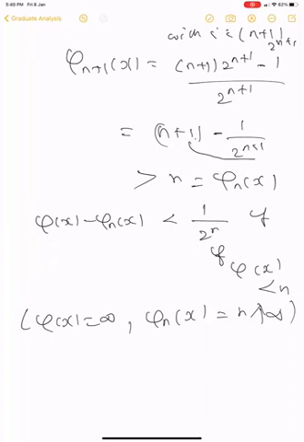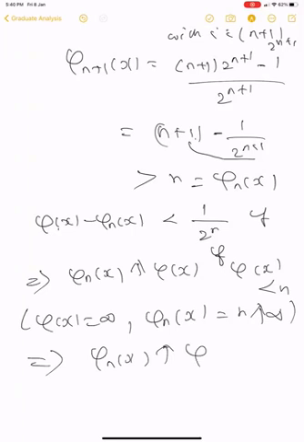Otherwise, if phi of x is less than n for some n at some point, then after that n, phi of x minus phi n of x is less than 1 by n. So this implies phi n of x increases to phi of x, for all x. Yeah, this is fine. If phi of x is not equal to infinity, then phi of x has to be less than n for some n. After that n, phi of x minus phi n of x is less than 1 by n. So it will converge. So we have proved that phi n of x increases to phi of x for all x.